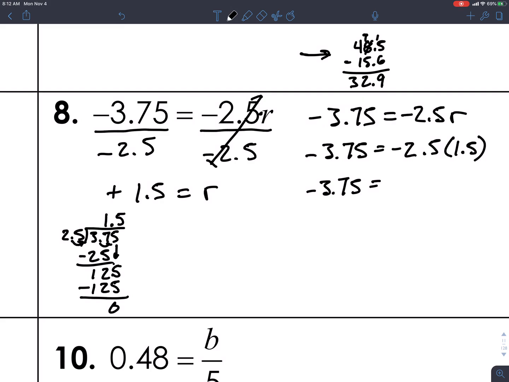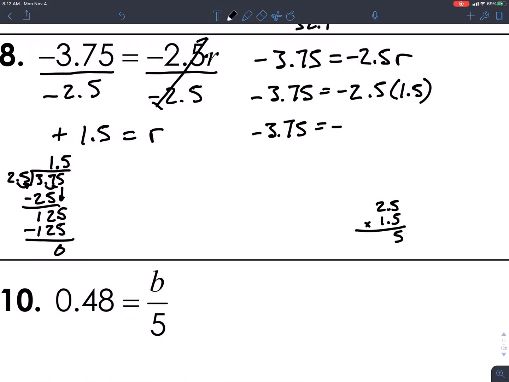Now I got to multiply 2.5 times 1.5. Negative times a positive. What's a negative times a positive going to give me? It's going to give me a negative answer. So now all I got to do is 2.5 times 1.5. 5 times 5 is 25. Carry the 2. 2 times 5 is 10, plus 2 is 12. Put a 0. 1 times 5 is 5. 1 times 2 is 2. 5 plus 0 is 5. 2 plus 5 is 7. 1 plus 2 is 3. And I bring my decimal down to there.